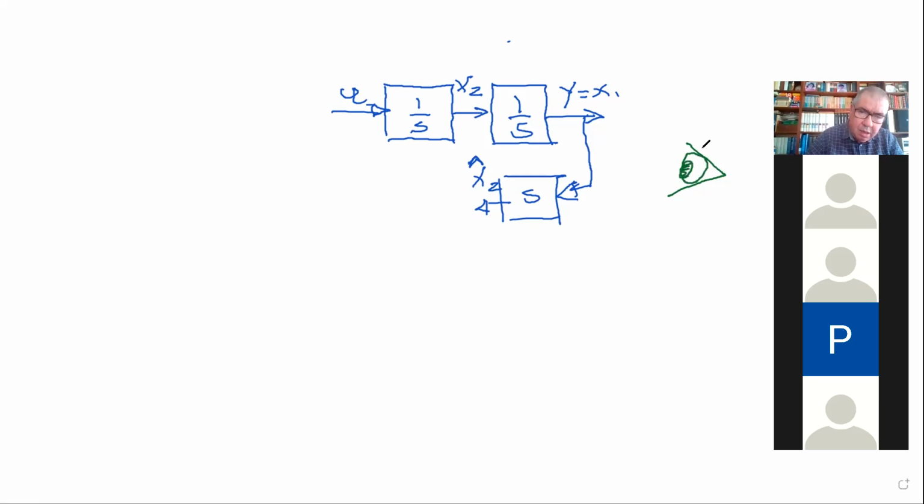That's my eye. Okay? You look from here and you said, okay, I start from y and I look backwards. Where else could you look from? In the input. From the input. So let's look from the input. From here.